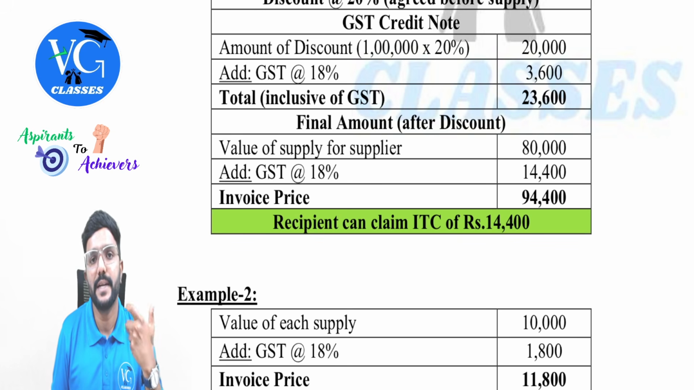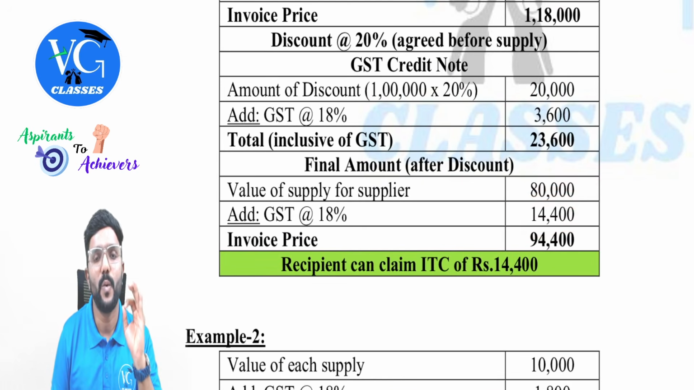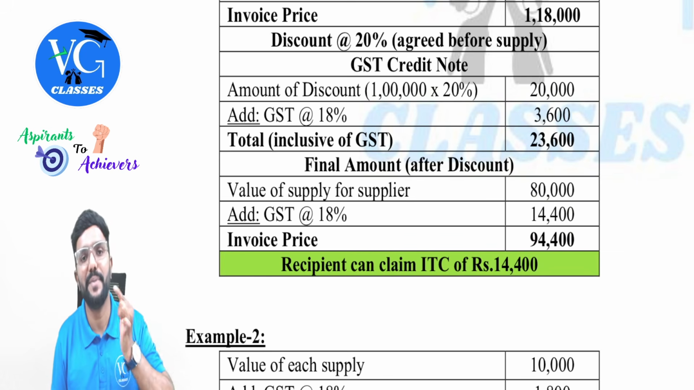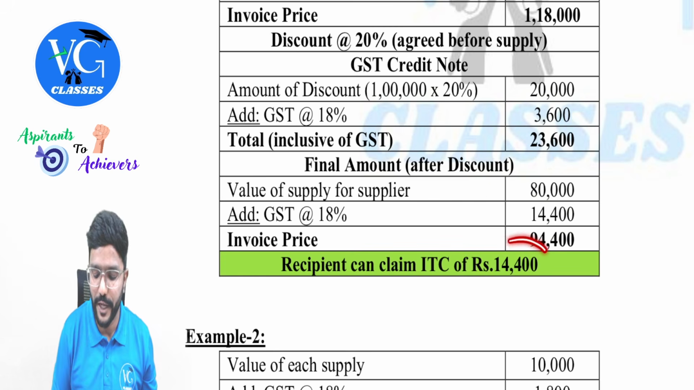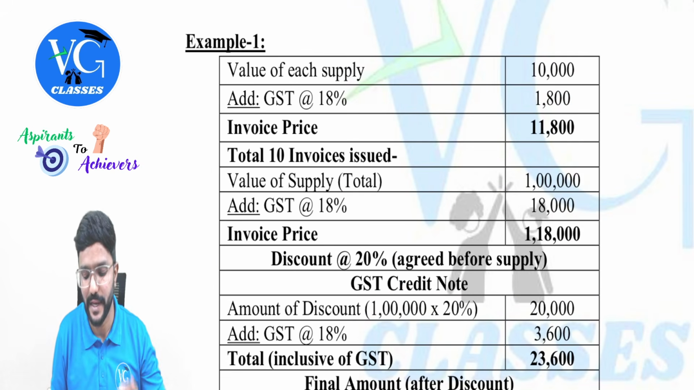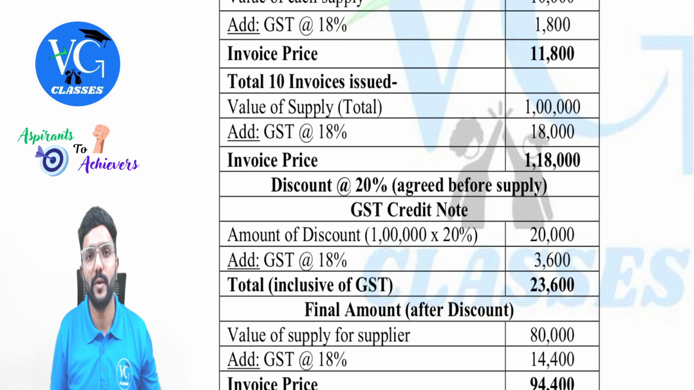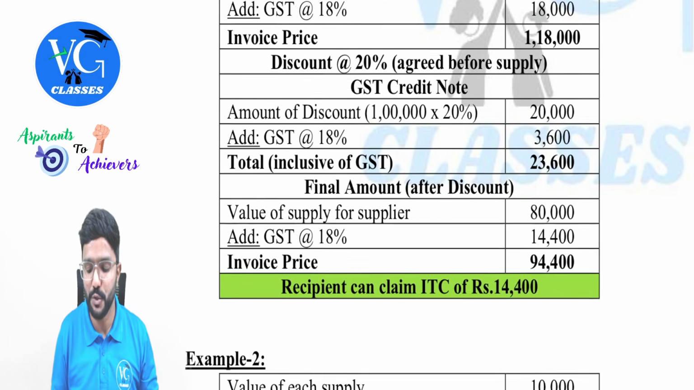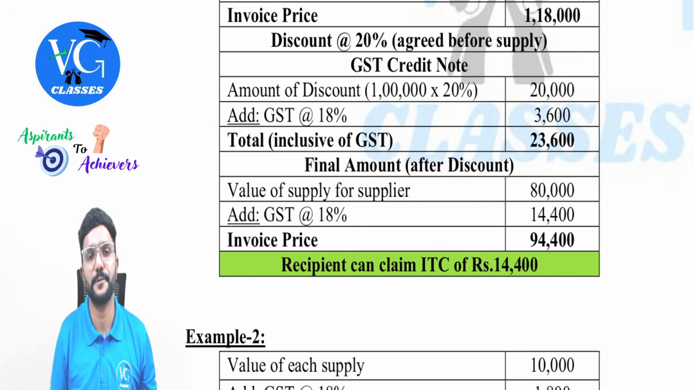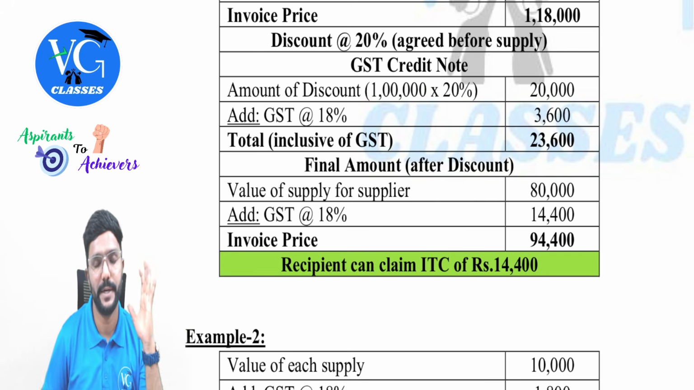Now, the recipient can claim a total credit of 18,000 or 14,400. What is the output tax liability of the supplier, guys? 14,400. That means recipient has to claim the credit of how much? 14,400. If, as the invoices are already issued, the recipient has already claimed full 18,000 credit, then once the credit note is issued, he has to reverse 3,600 credit, guys. He has to reverse how much? 3,600. Effectively, he will be claiming a credit of 14,400.